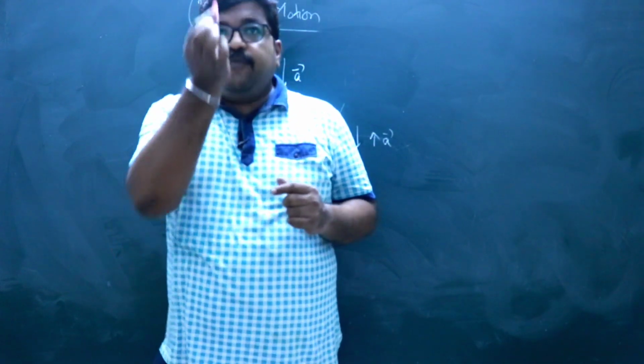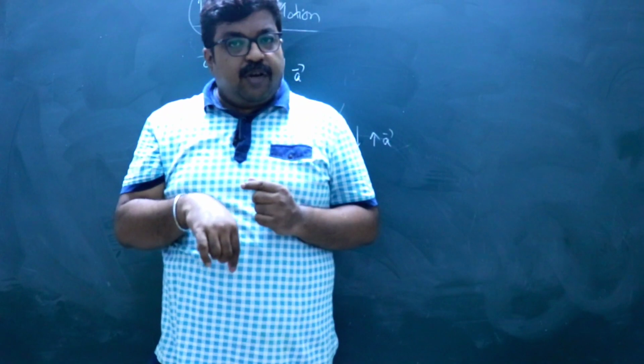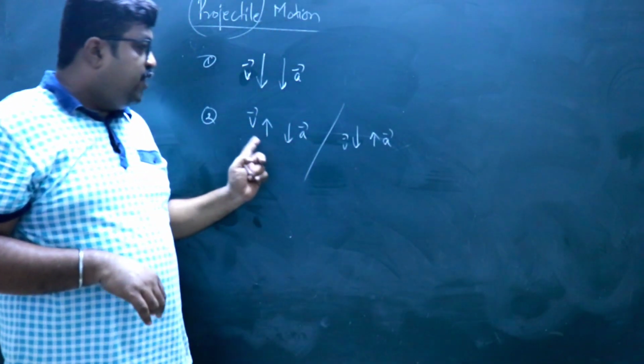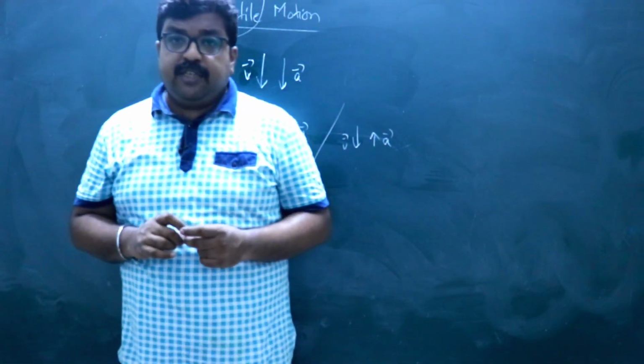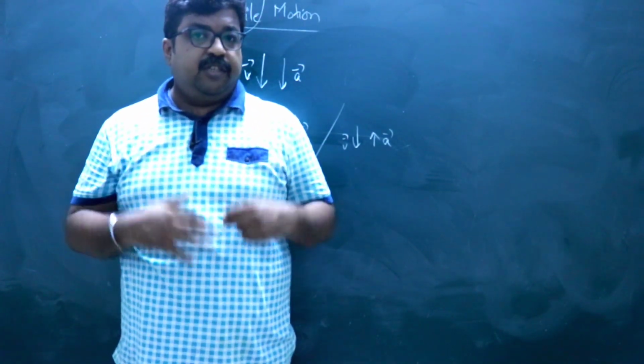Now when it is going upward, velocity is in the upward direction. Okay, and acceleration is in the downward direction. So we have seen that when velocity and acceleration are in opposite directions, then the object is said to be undergoing retardation, that is velocity is decreasing with time.